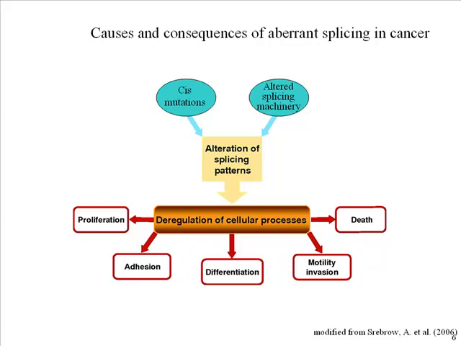For example, if you change the level of one of the splice factors, which target many genes, you may have a real chain reaction and change in splicing of many, many downstream genes. And so, of course, this leads to the situation when you deregulate many cellular processes, which lead to these different outcomes, which are characteristic of cancer.